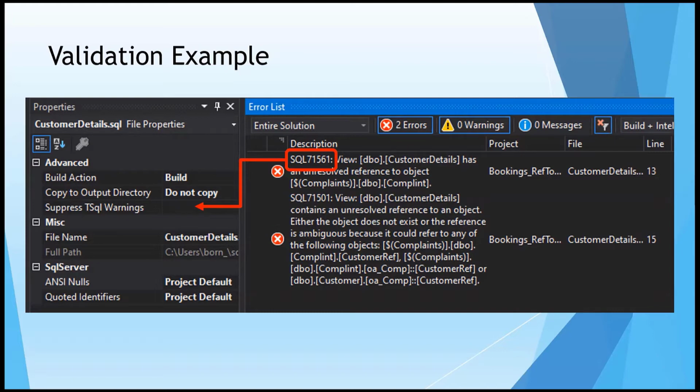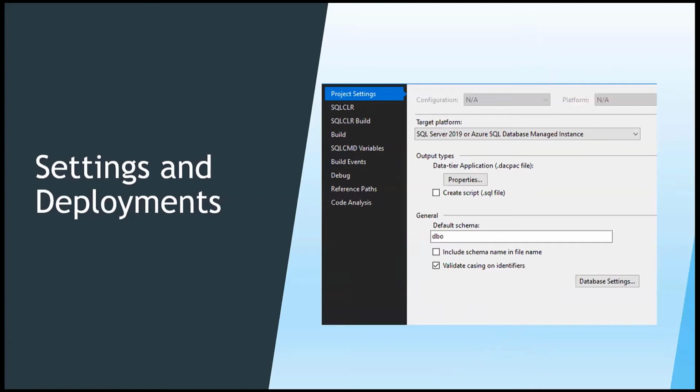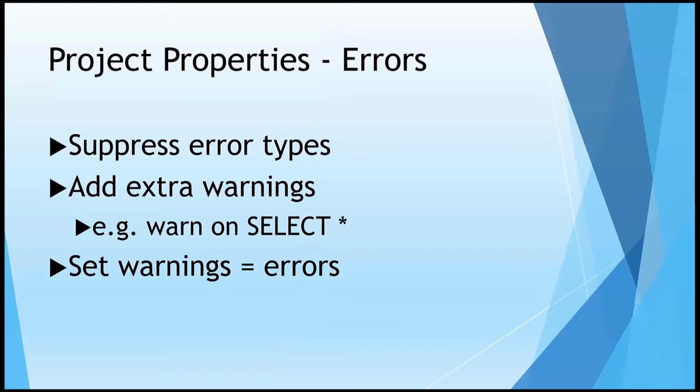Okay. Well, this next section is taking a little look at what you can do with your database settings, your project settings, and your deployment options. So first thing, as we discussed, you can suppress error types at a project level rather than just a script level, and that works exactly the same as the script level. You just copy the code into the appropriate window.